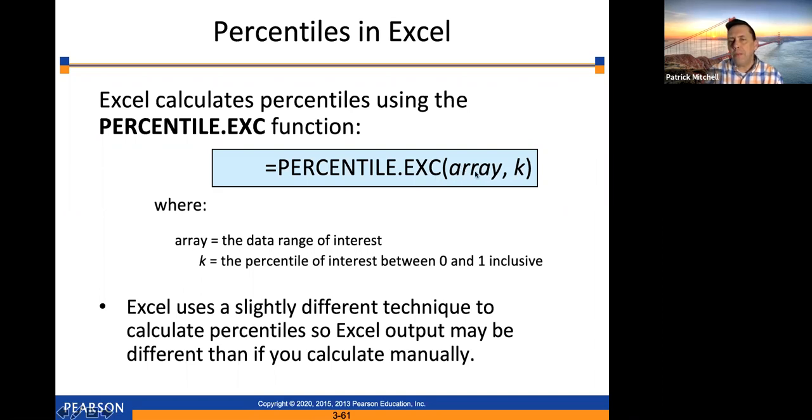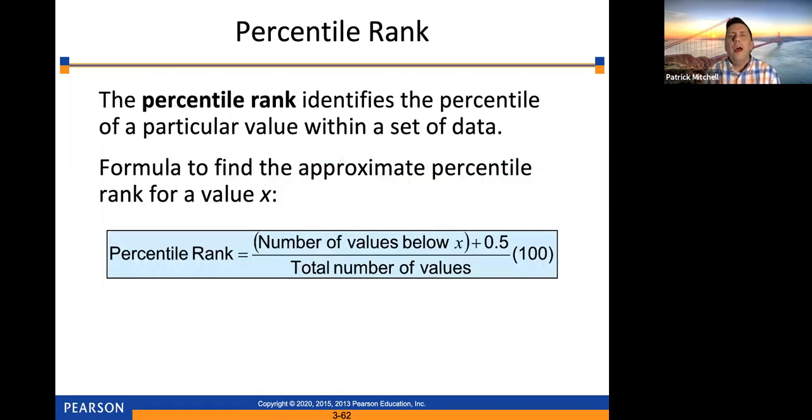Array is where you put the range of cells that your data are in. So for example, A1 colon A20. And then K is the percentile number that you want, like 60. I'm sorry, I take that back. K is the percentile of interest between 0 and 1. So if you wanted the 60th percentile, you would put 0.6.